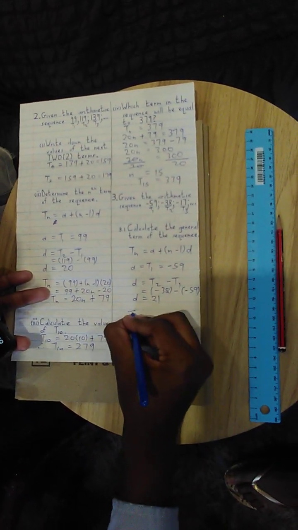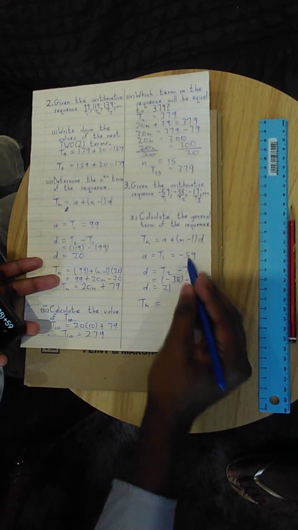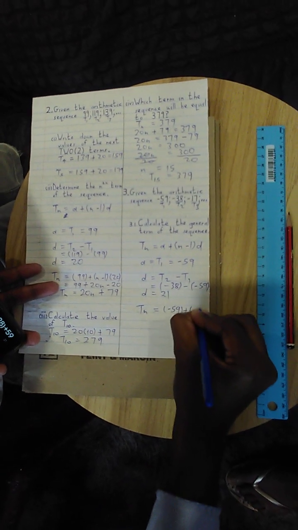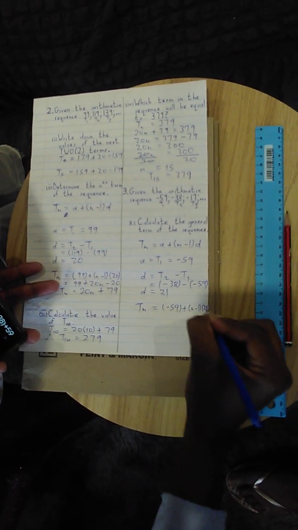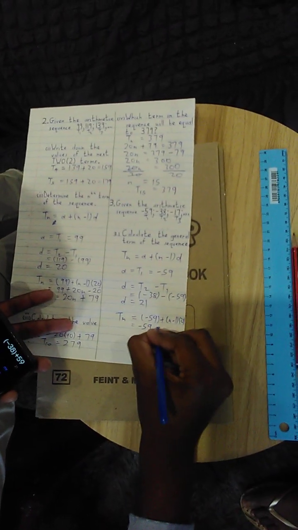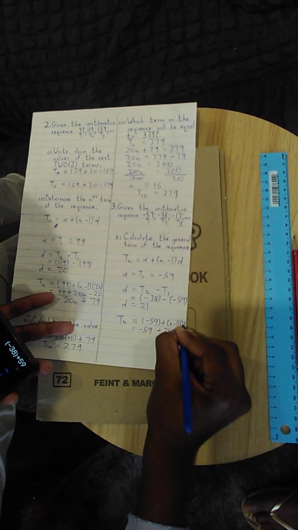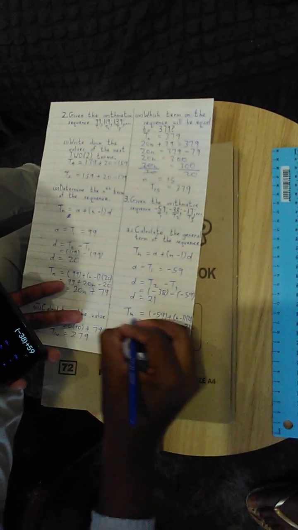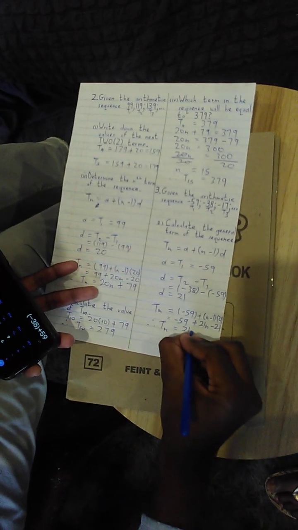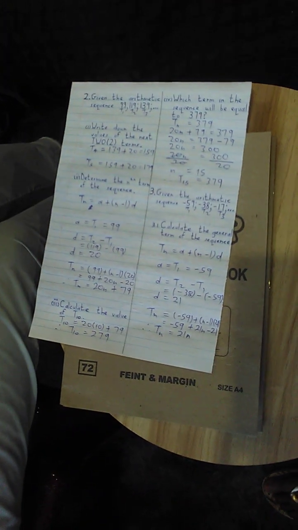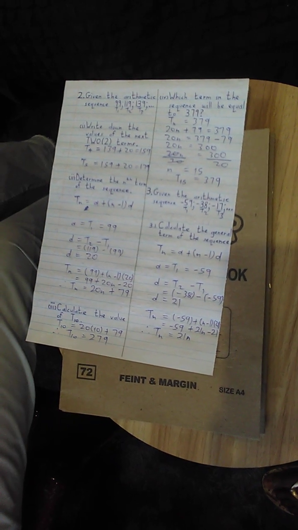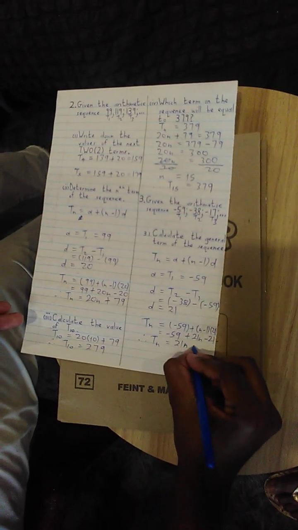So it's going to give Tn is equal to A is negative 59 plus n minus 1. D is 21. Negative 59. N times 21 is positive 21n and negative 1 times 21 is minus 21. Tn is equal to 21n minus 18.